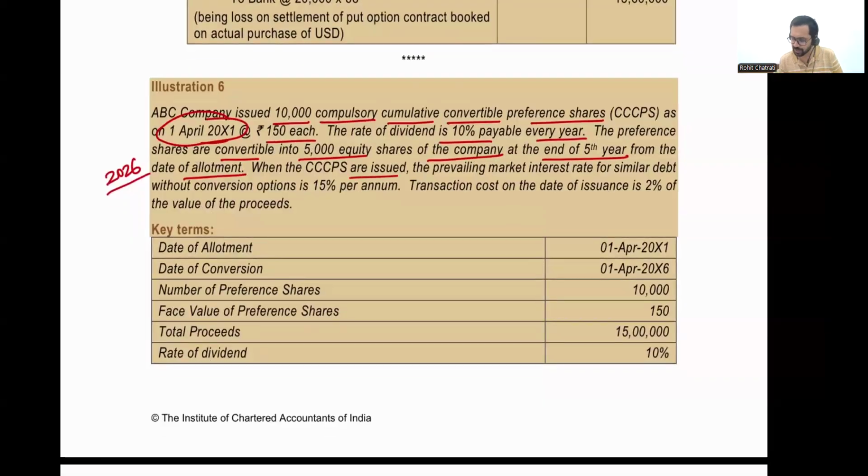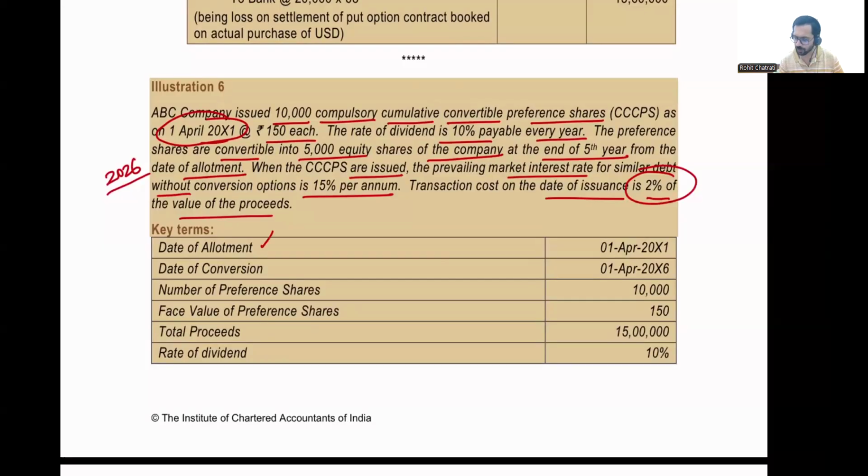When the preference shares are issued, the prevailing market interest rate for similar debt without conversion option is 15% per annum. Transaction costs on the date of issuance is 2% of the value of proceeds. All right, so they're saying that the transaction cost is 2%. Obviously, to issue preference shares, you would incur certain costs, like legal costs, the process of making a prospectus, distributing it, and so on. The costs are 2% of the value of proceeds.